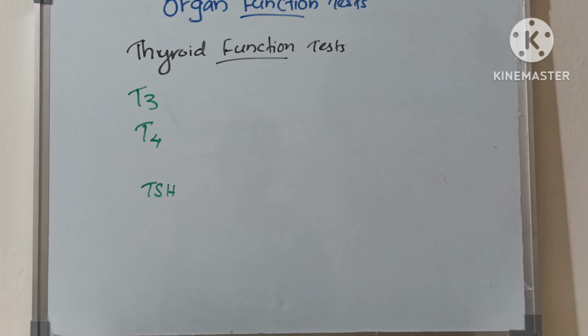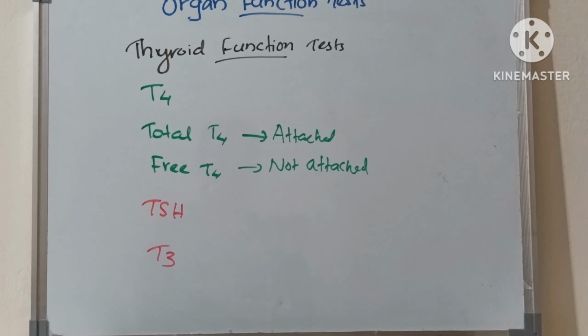Coming to the thyroid function test, these tests include TSH, T4 and T3 tests. First one T4, which is done to measure the blood levels of hormone T4. Two types are there, total T4 and free T4. Total T4 measures the entire amount of T4 which is attached to the blood proteins that help to carry the hormone through the bloodstream. That is total T4. Coming to free T4, it measures only the T4 that is not attached to the proteins. The results of T4 help to diagnose hyperthyroidism or hypothyroidism.